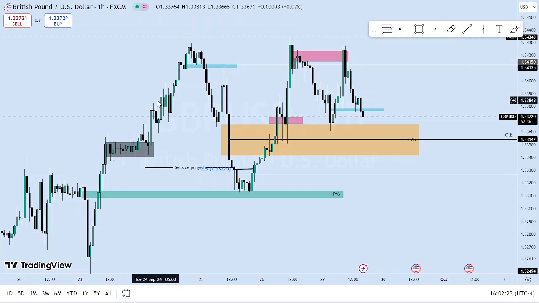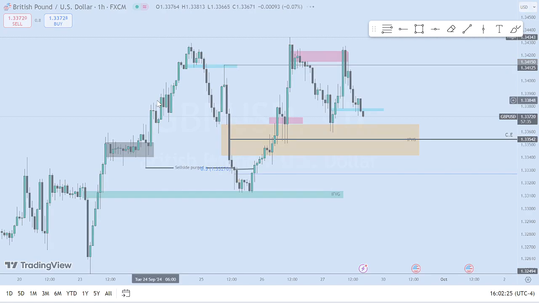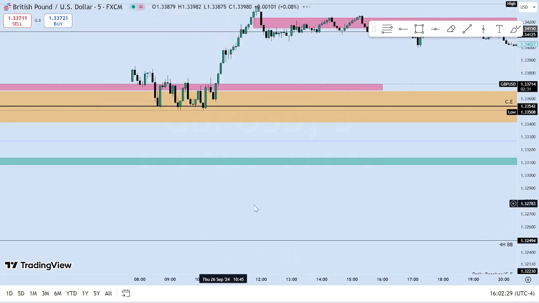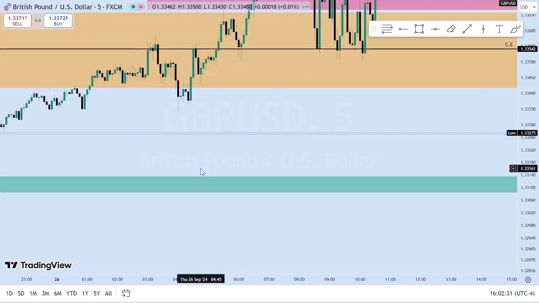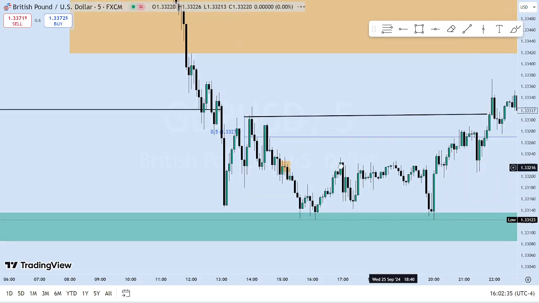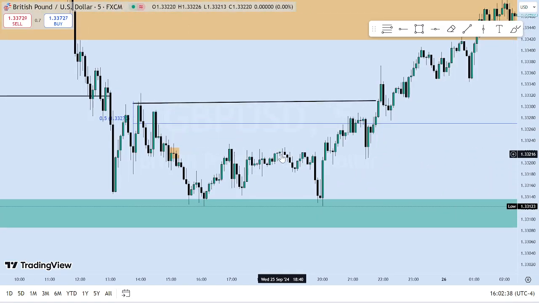Let's go to 5 minutes. So something like this. Now you have seen in 1 hour that we delivered into inefficiency and we took out a sell side liquidity in 1 hour. So you come down to lower time frame, maybe 5 minutes, 1 minute, to see a chart pattern like this.